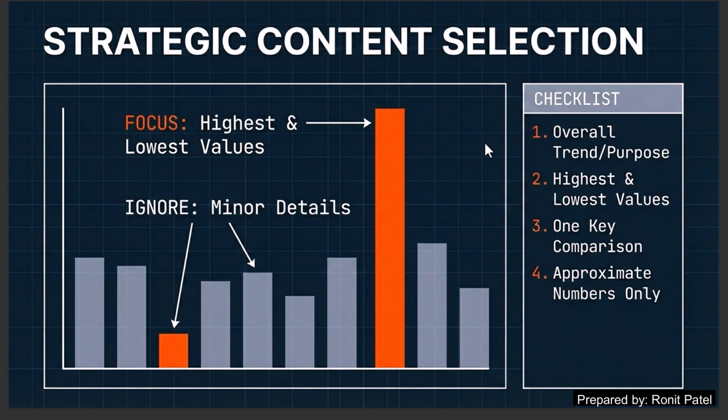This slide teaches what not to describe. Students lose marks because they try to mention every number, every bar, every label, and every possible information that is present in the diagram. But it doesn't work that way. High scores focus only on highest value, lowest value, one key comparison, and overall trend. And we should try to ignore minor details. This is strategic speaking because in 40 seconds, selection matters more than knowledge.